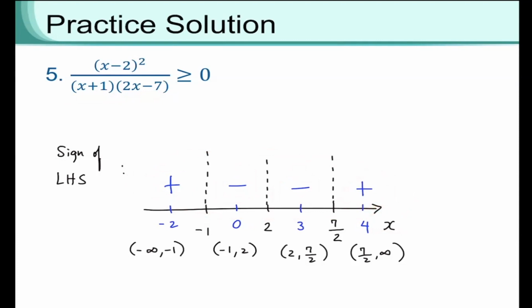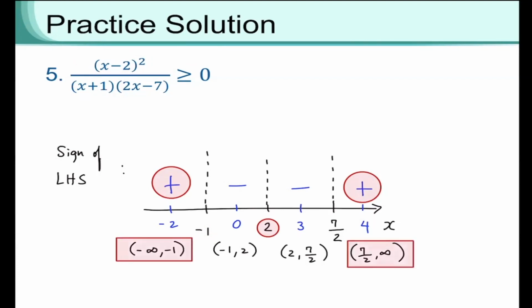So what are the solutions to this inequality? So we have to find the x values that will make it greater than 0 or equal to 0. The x value that will make it equal to 0 is only x equals 2. Okay, so only x equal to positive 2. So the solutions are this interval, this interval, and then positive 2.